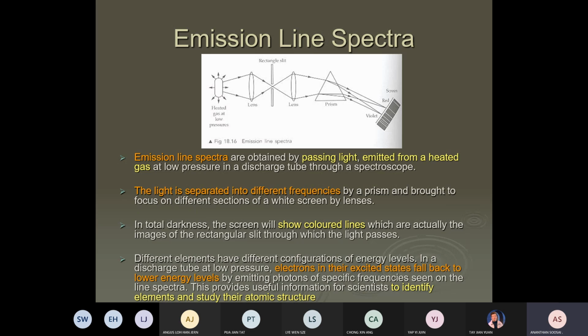So let's say this hydrogen gas has 3 energy levels. How many possible wavelengths must be emitted? If the hydrogen has 3 energy levels, 3, right? So if Bohr is correct, only 3 wavelengths should be obtained.